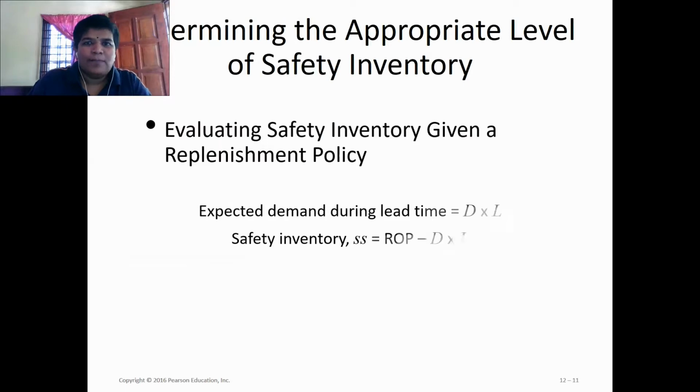Determining the appropriate level of safety inventory. Here we will evaluate safety inventory given a replenishment policy. As mentioned earlier, we have two replenishment policies. The expected demand during lead time is normally D times L, where D stands for demand and L is lead time. To calculate the safety inventory, SS, it equals the reorder point minus the expected demand during lead time, D times L.